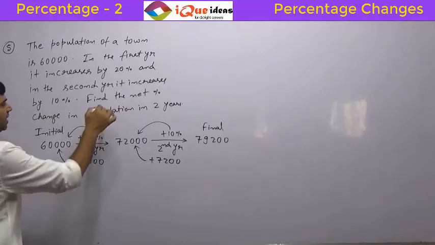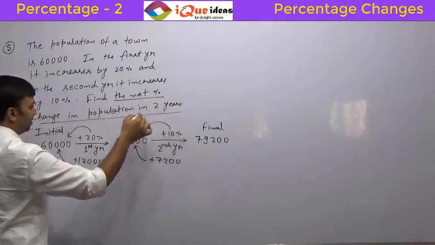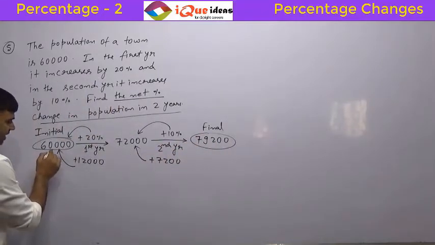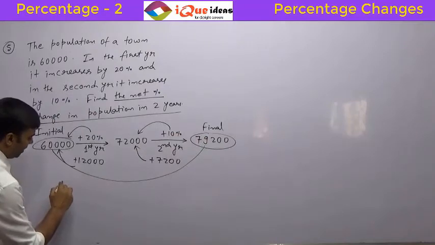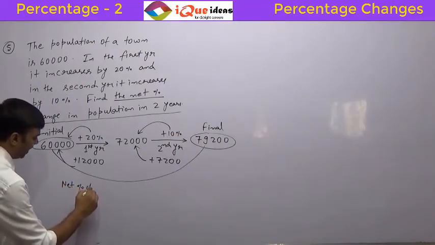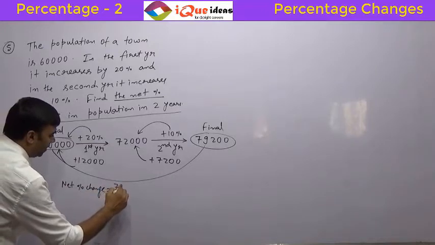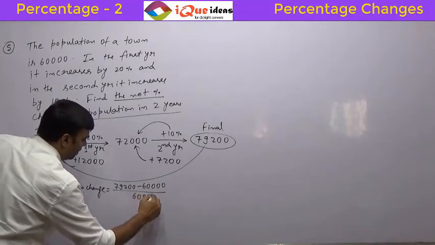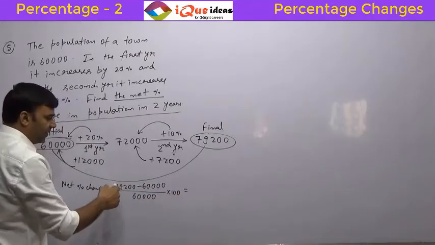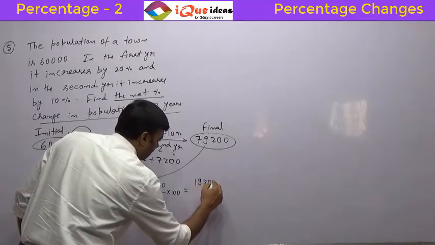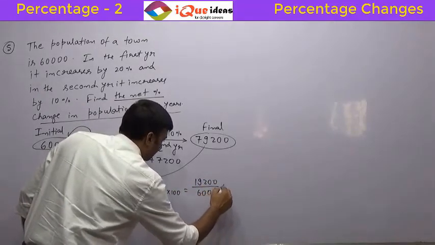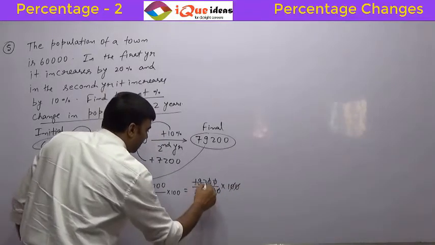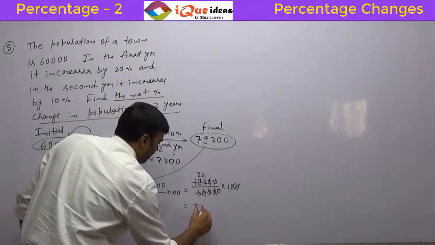Now what is the question asking? Net percentage change in population in 2 years. So this is our initial value, 60,000. Our final value is 79,200. So the net change will be calculated from here to here, right? So straightaway we can say net percentage change is equal to final value 79,200 minus initial value 60,000, divided by initial value 60,000, into 100. Now 79 minus 60 is 19, so it is 19,200 divided by 60,000 into 100. Zeros are cancelled. 6 goes into 192 32 times. So the final answer will be 32%.